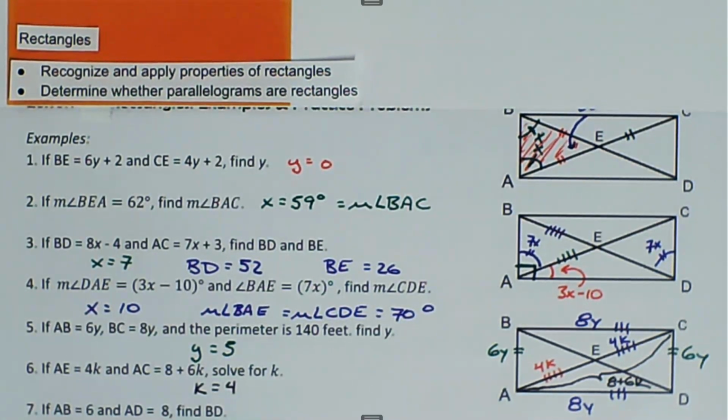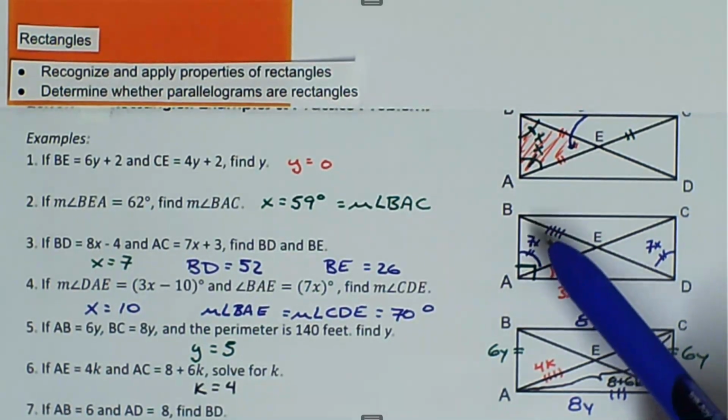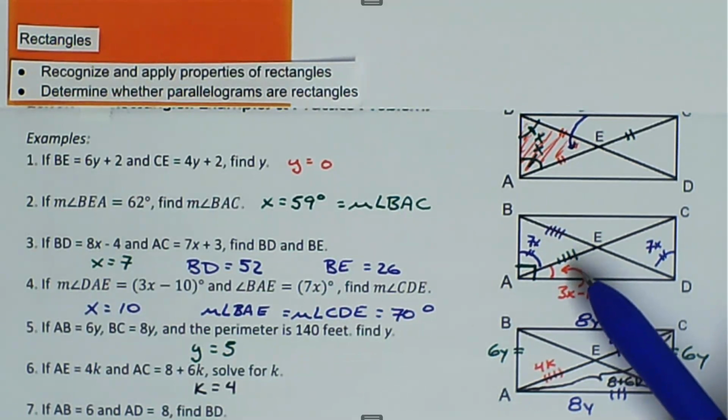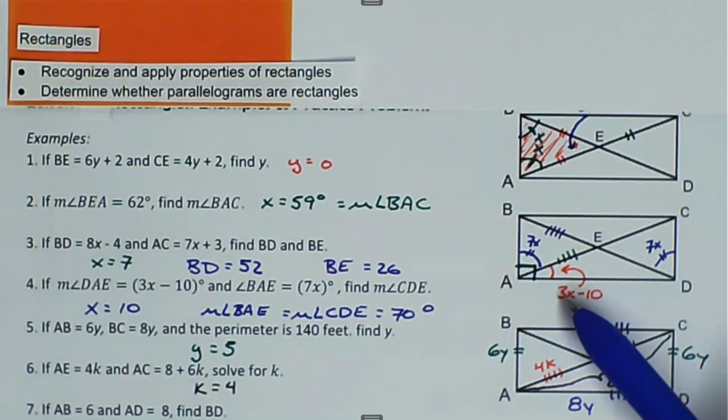The next one we have is number 3, and it says BD is 8x minus 4. So that is BD, the full diagonal, and AC is the other diagonal. And we know that those are congruent, and AC is 7x plus 3. So it says find BD and find BE.